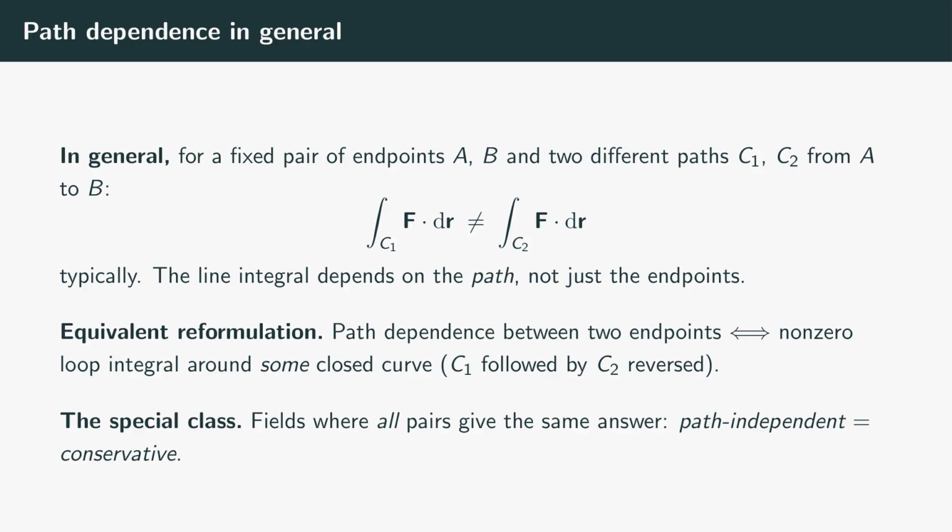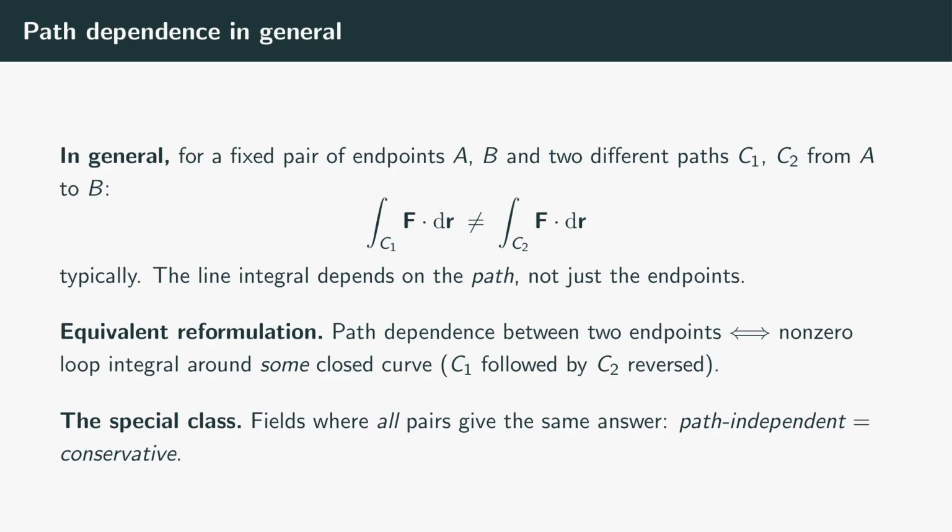Step back from closed loops to two general endpoints A and B, joined by two different paths, C1 and C2. In general, the line integrals of a vector field along C1 and along C2 are different numbers even though the endpoints agree. The integral cares about the path, not just the endpoints. This is a feature, not a bug. In physics, it is exactly what distinguishes friction, path-dependent. The longer the path, the more energy loss. Gravity, path-independent, only the height difference matters.